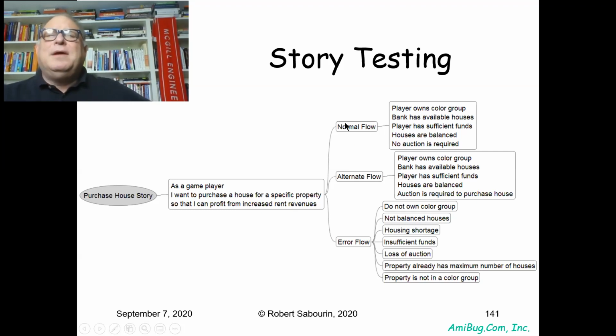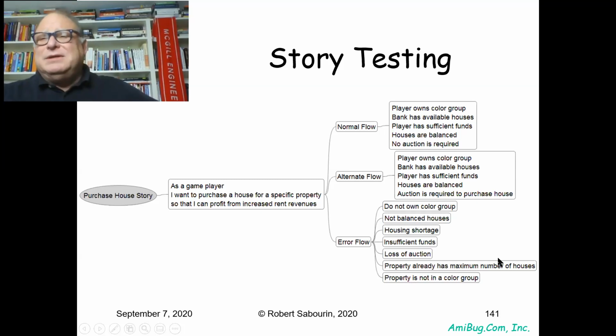The normal flow is the case where the player owns the color group, the bank has available houses, the player has sufficient money, the houses are balanced, and there's no auction required. So that's the normal flow. Alternate flow, the player owns the color group, the bank has available houses, the player has sufficient funds, the houses are balanced, but we're going to do an auction because multiple people want to buy that house at the same time. And various error flows could be you don't own the color group, the houses aren't balanced, there's a shortage of houses, there's not enough to buy, insufficient money, lost the auction.